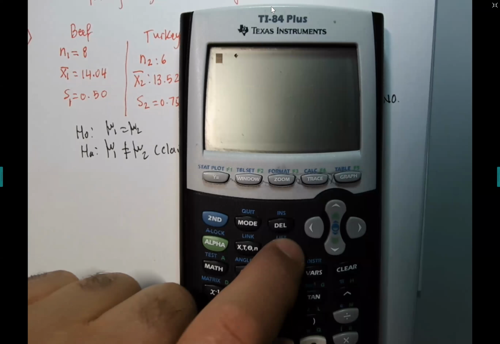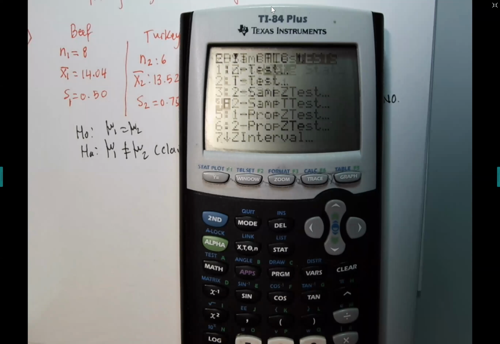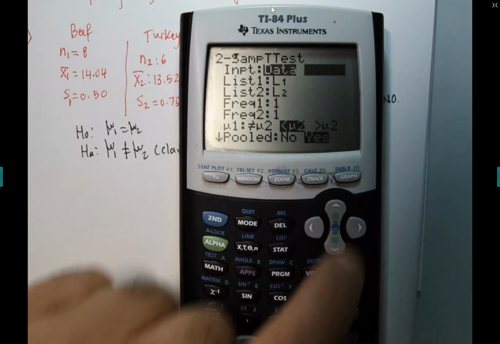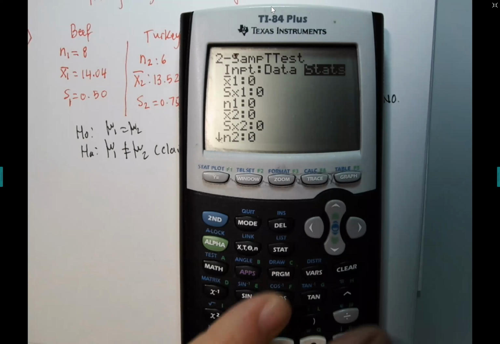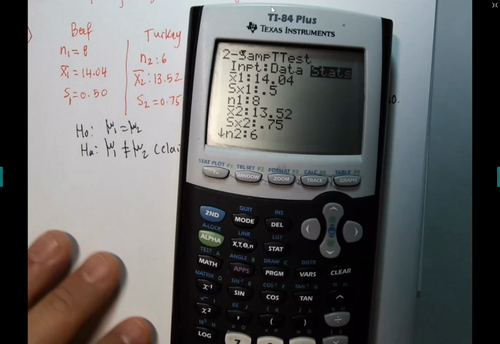So stat, two-sample t-test. Not data, we have summaries. Okay, so x1 bar is 14.04, s1 is 0.5, n1 is only 8, x2 bar is 13.52, s2 is 0.75, and n2 is 6. No questions, I'll proceed.